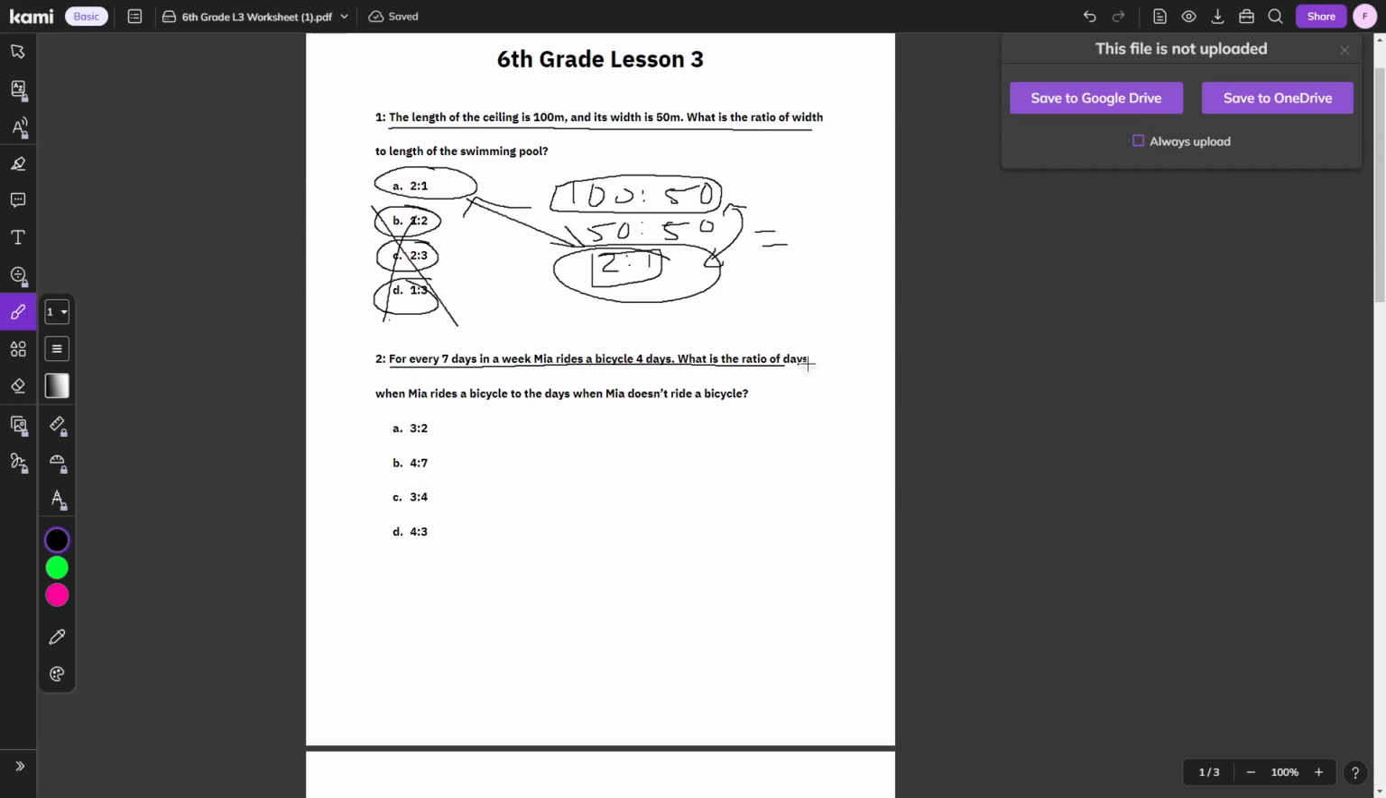For every 7 days in a week, Mia rides a bicycle 4 days. What is the ratio of days when Mia rides a bicycle to the days when Mia doesn't ride a bicycle? She does ride a bicycle every 4 days, and every 3 days she doesn't ride a bicycle. There's your answer. Be careful when reading this question. The number of days when Mia rides a bicycle is 4. That means the rest of the days in the 7-day week, she doesn't ride a bicycle, which means 3 days, because of this math here.